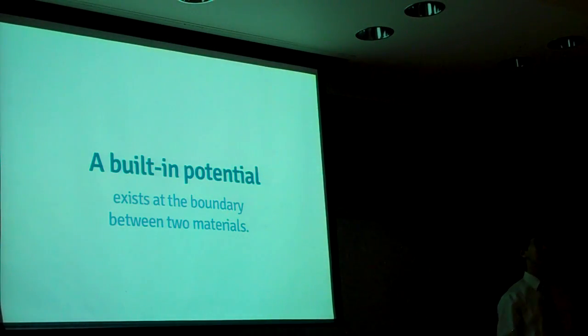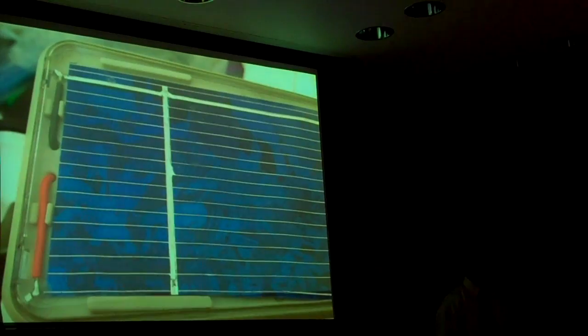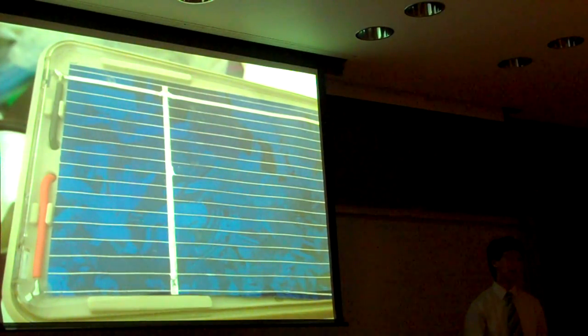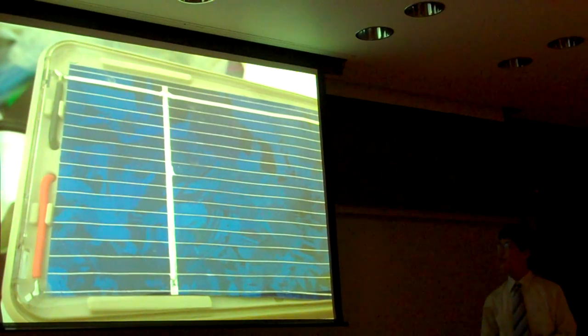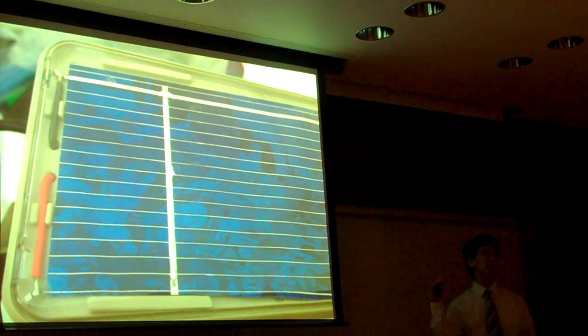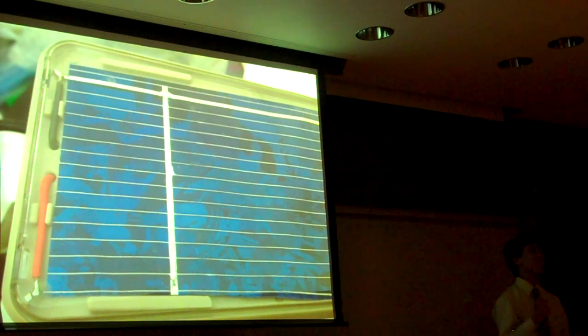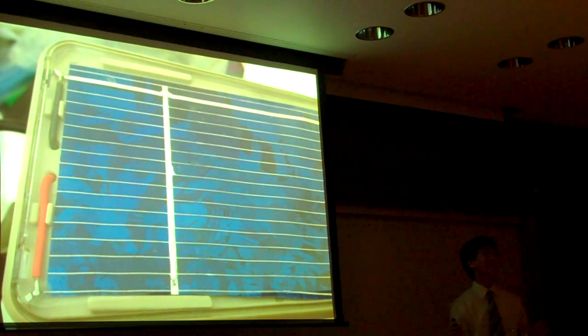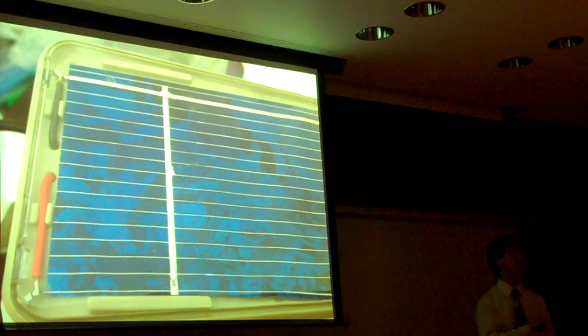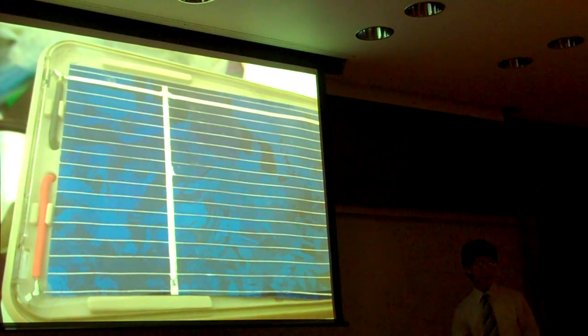So again, a built-in potential exists at the boundary between two materials. And this is the operating principle behind solar cells. Solar cells have junctions between two materials like the one that we just saw, and when light energy hits the junction, it kicks some electrons into the conduction band where they are free to flow around, and then these electrons can be sent through an external circuit to do some useful work for us.